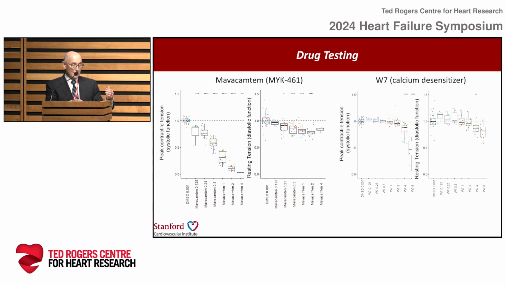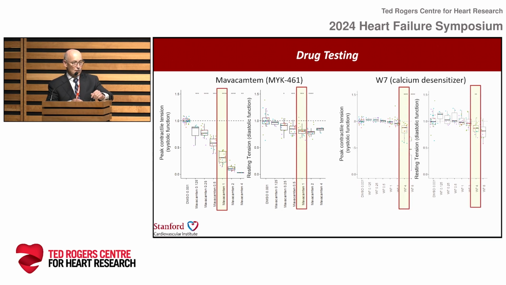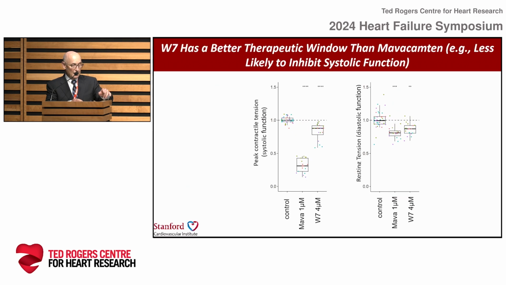But mavacamten seems dangerous because, of course, it would tank the systolic function. The calcium desensitizer is a little better, might have a better therapeutic index. By looking at this in more detail, at the best doses, you can see that you can get some therapeutic benefit in terms of decreased diastolic function without horribly tanking the systolic function. So we think for thin filament disease, where the calcium sensitivity is the issue, approaching the calcium sensitivity directly might be the best therapeutic approach.